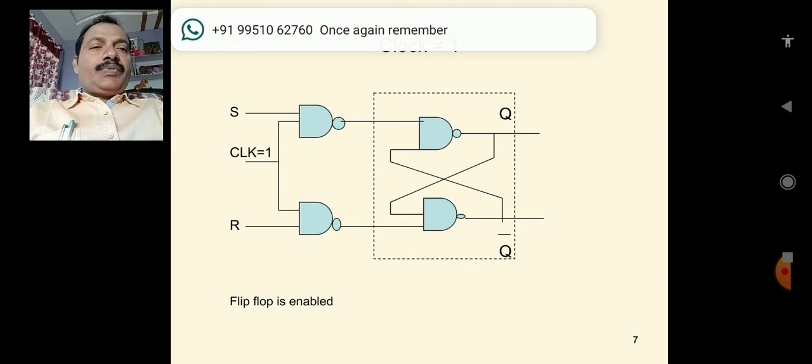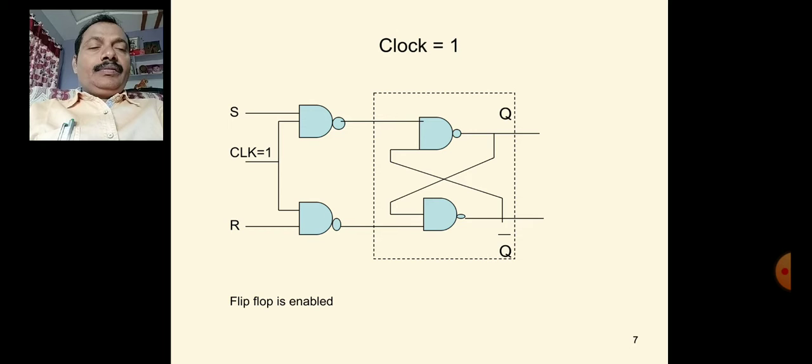When clock is 1, what happens? Flip flop is enabled. Okay, but according to the application of the set input and reset input, the status of the flip flop changes accordingly.